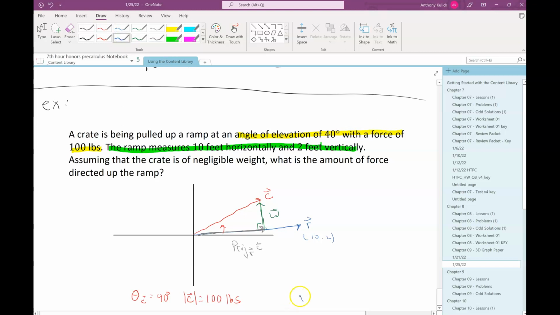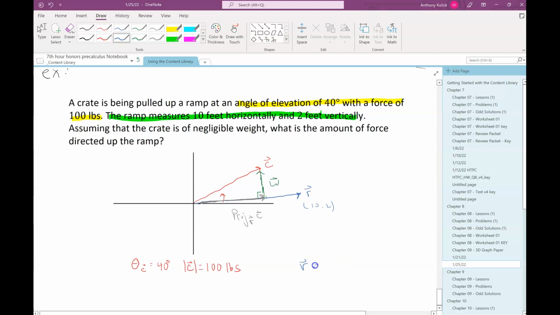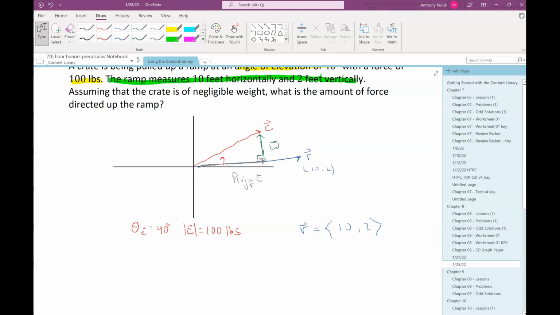But this vector R, are we given the magnitude for it? Are we given the direction for it? No. I mean, we could figure those out, I guess. But really what we want for vector R is just its component form. If to draw vector R, I went 10 over and 2 up, that's the component form then. I don't have to muck around with anything. All right. That's rad. I'll take it. You know what I mean?